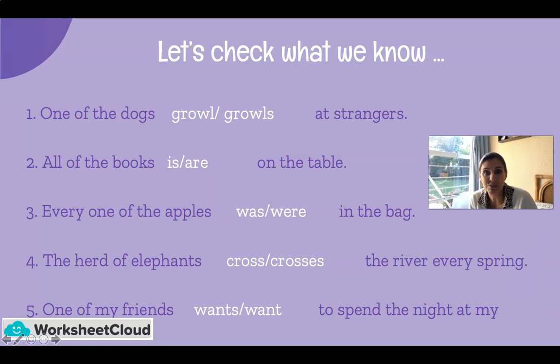Now, before we do this one, I just want to show you something. I know that there's plural there, dogs, but it's saying one of the dogs. So it's showing that there's singular there. All of the books, that's a group. Every one of the apples. The herd, one herd. You can have lots of herds, but this is one herd, and one of my friends. So let's see if you know the difference between singular and plural in terms of your subjects. Off you go.